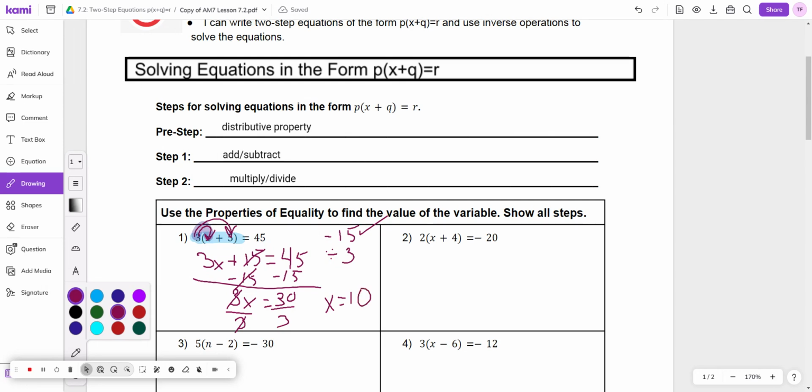Of course, we could go back and check. Put in 10 for x. 10 plus 5 gives me 15. 15 times 3 gives me 45. So we're good.